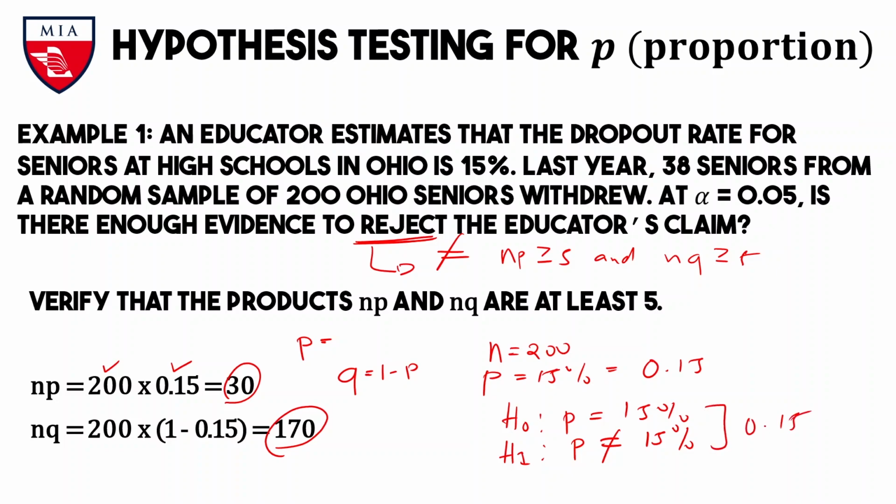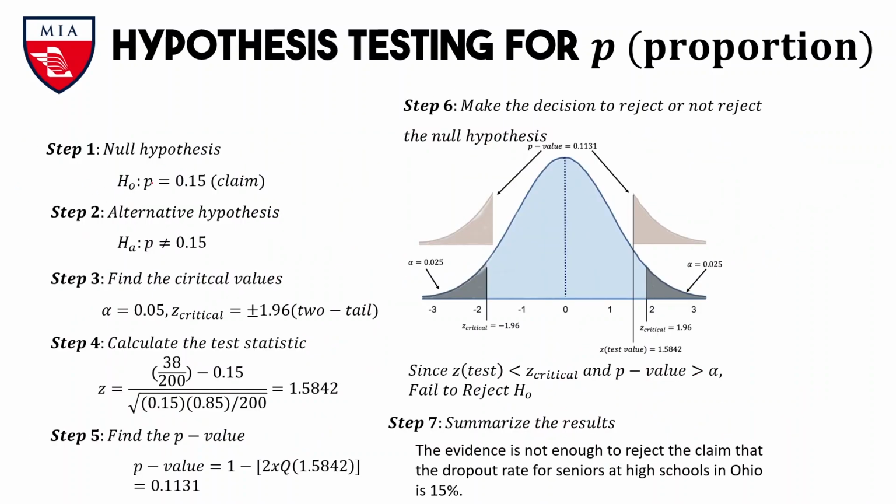In our example, it is shown as 15%. Step number 3 is to find the critical values. We have 0.05, and we have two-tailed. Like I said last time, in terms of alpha, for two-tailed we need to divide it by 2. So we have alpha over 2, 0.05 divided by 2, so we have 0.025. And the next step, we will use the Z table.